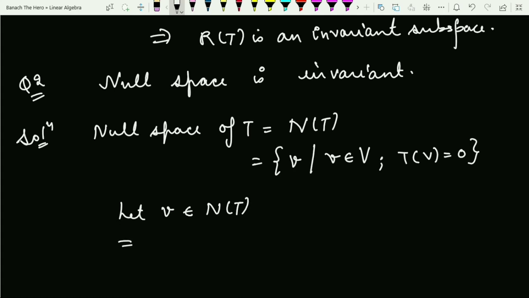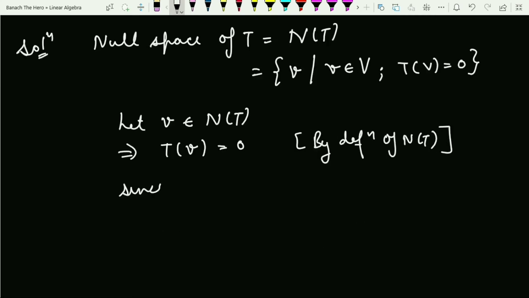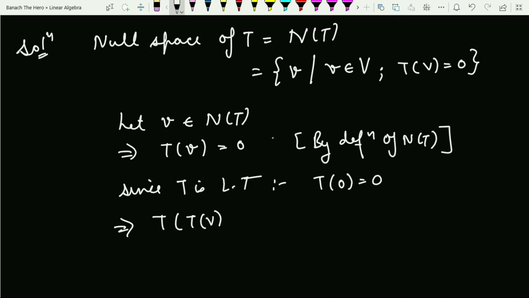So what does it imply? If any vector belongs to the null space of T, it implies T of v should be 0. So that is by the definition of null space. Now since T is a linear transformation, and we have already proved in the previous video lectures that T of 0 goes to 0, now if I apply T on both sides, right, and what is T of 0? So this is 0. Fine with this?